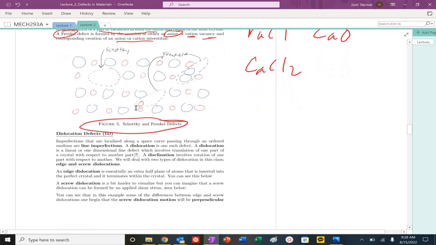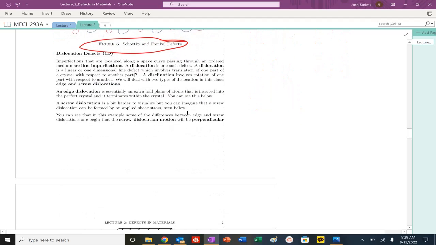Now, coming up is one of our most important defects. It's our 1D defects, and it's dislocations. Dislocations are critical to understanding the mechanical behavior of a material. So we will be talking about that in the next one.